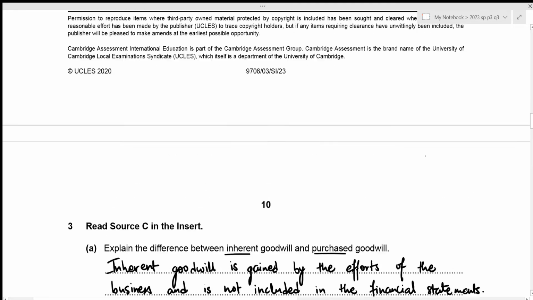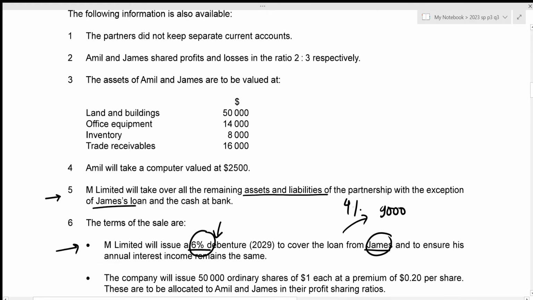Okay, so let's have a look above. We're given the values of the assets of Amil and James right here. Let's figure out the total amount of the assets that they took. The partners did not keep separate current accounts. We have the profit sharing ratio.